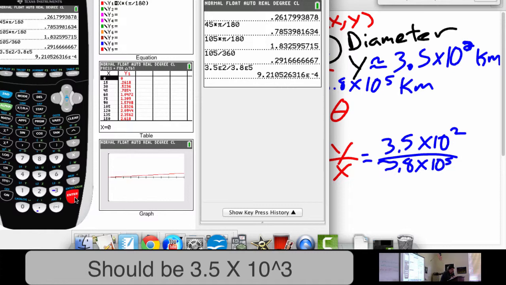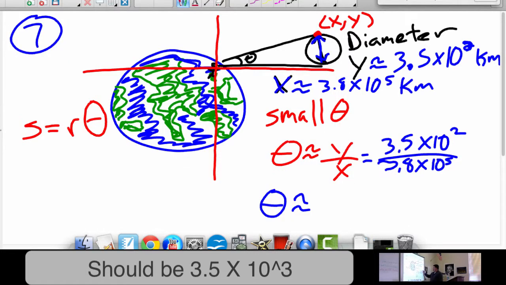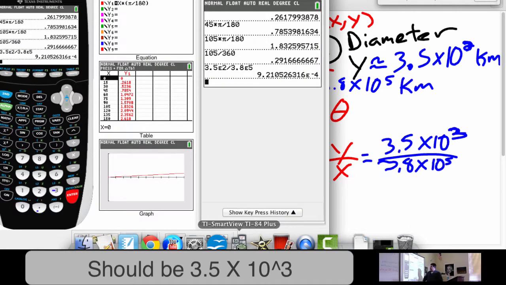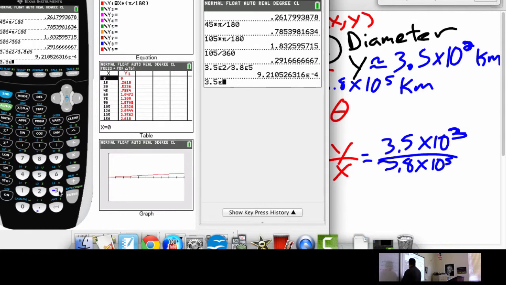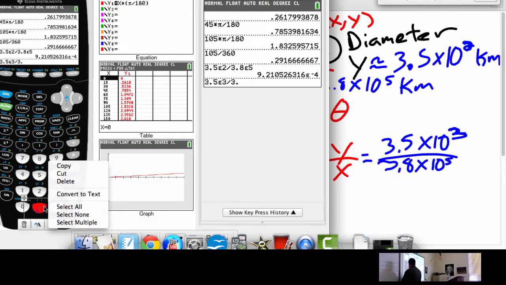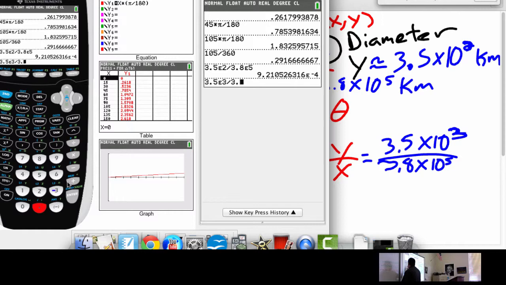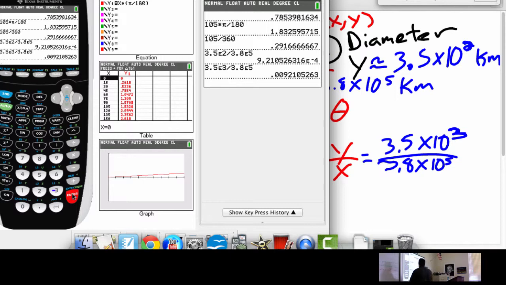Now, why do I get negative 3.5? Oh, because it's to the third, guys. I was right the first time. Why didn't you guys say anything? I was right the first time. So it's 3.5 e to the third divided by 3.8 e to the 5th. Now I'll get the right answer. Yeah. So it's 9.2 e to the negative 3.